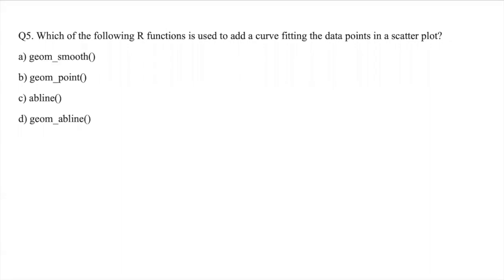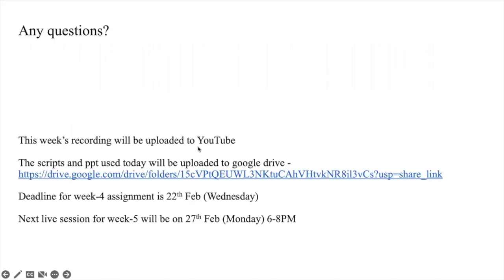And then we have: which of the following R functions is used to add a curve which is fitting the data points? Smooth, point, abline, geom_abline. So it is A, geom_smooth. All right. So I think that's it.